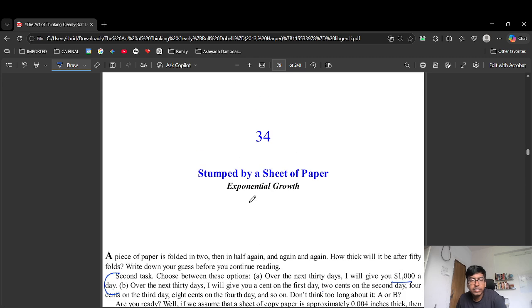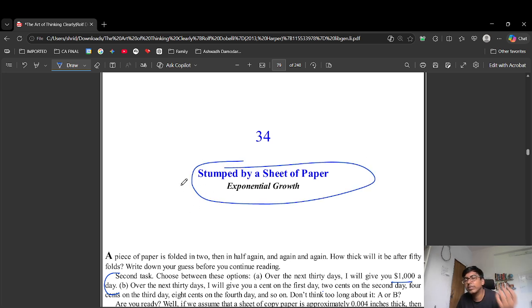So what we learned in this chapter: beware of exponential growth. Our ancestors used to follow linear growth, but now we have tools. We should learn about exponential growth, like percentage growth, and we should learn the magic number 70: if we divide 70 by a rate of return or any growth rate, we will get the number of years in which the thing will double.